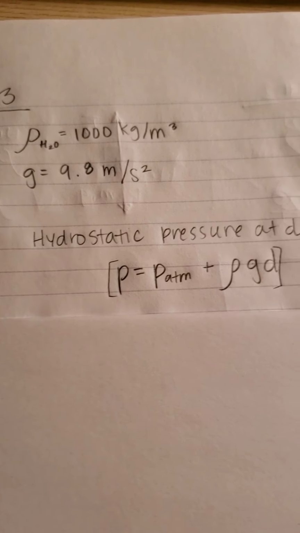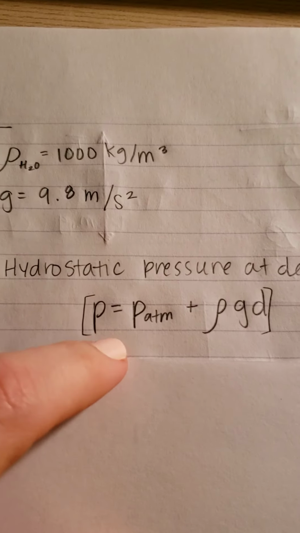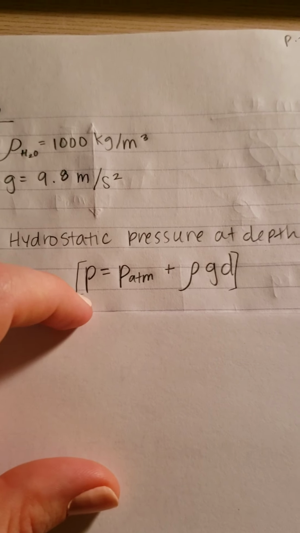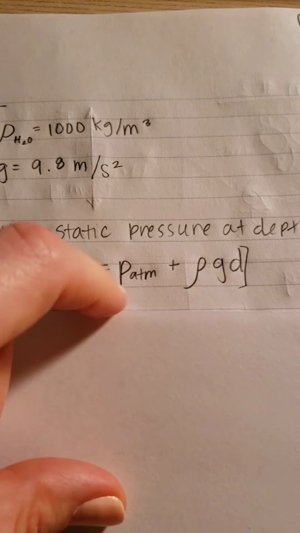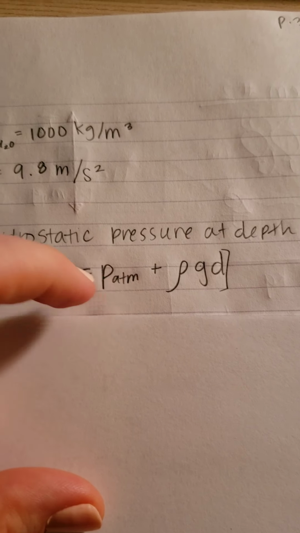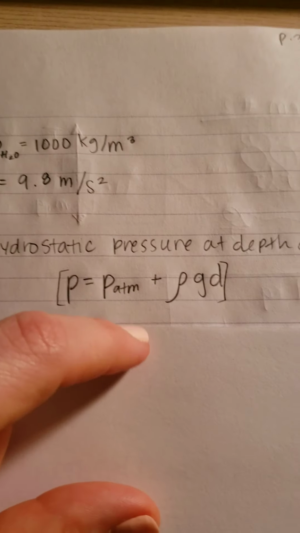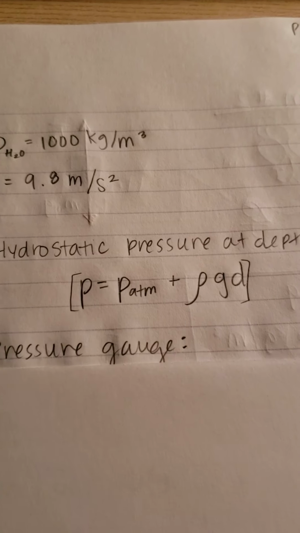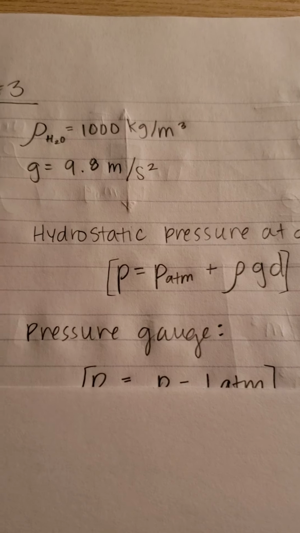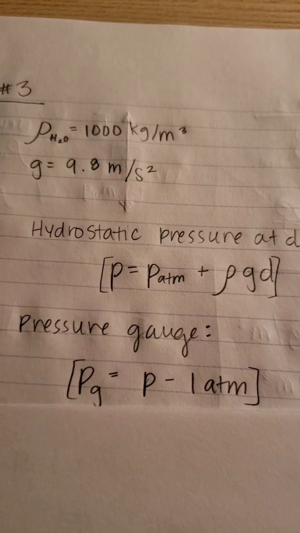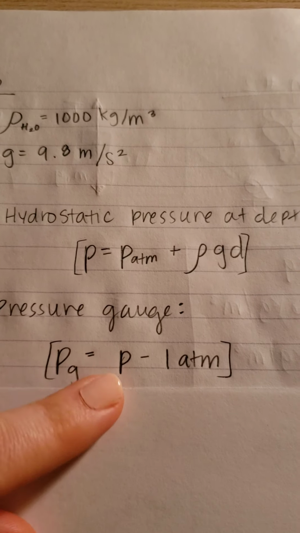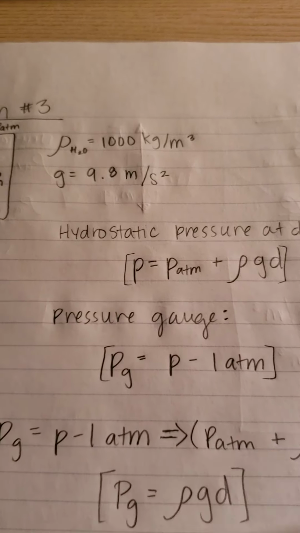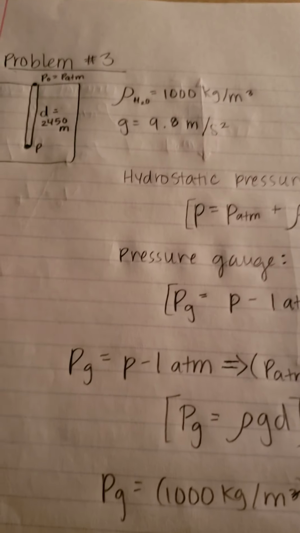So we know our equation for the hydrostatic pressure at a depth d is going to be equal to the atmospheric pressure, because that's the pressure at the surface, plus the density times gravity times the depth. We also know that pressure gauges read as the pressure minus 1 atmosphere. So we can just use the equation.